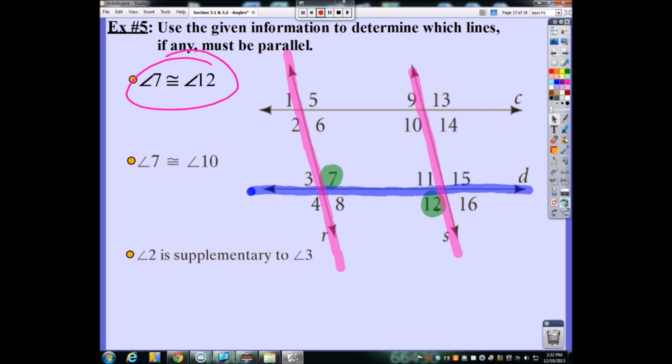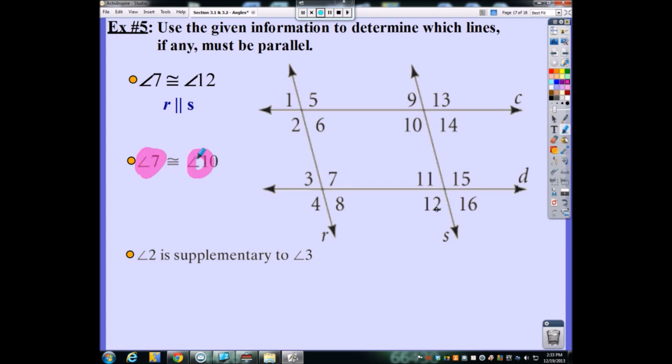So we may conclude, get rid of some of my more markings here, there we go, get that one back. We may conclude that R is parallel to S, since 7 and 12 are congruent alternate interior angles, therefore line R is parallel to line S. All right, let's try the next one here.